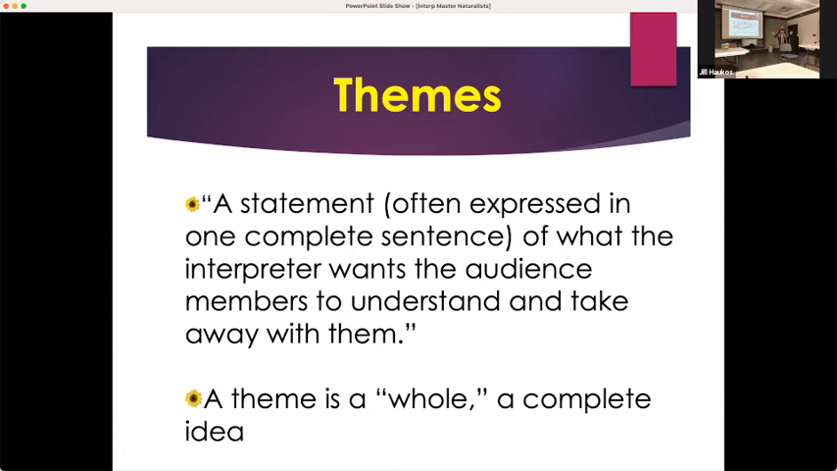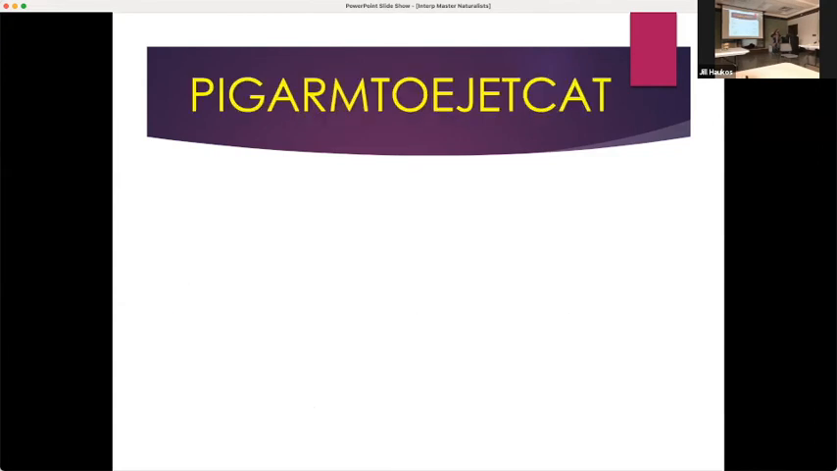That is a complete thought, okay? So write it in a complete sentence. Write it as what you want your audience to remember and make sure that it's a whole idea, that it connects and it's not just the topic.